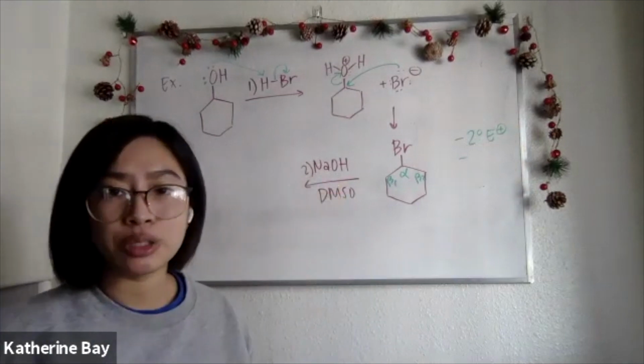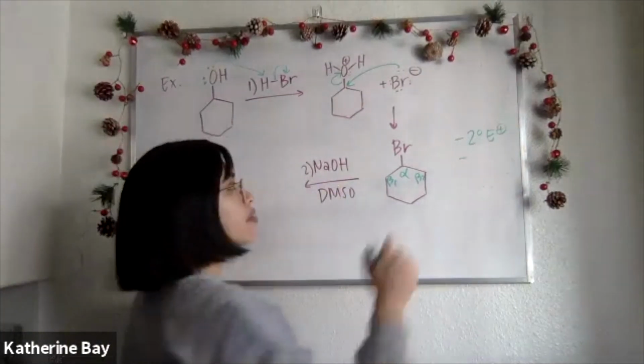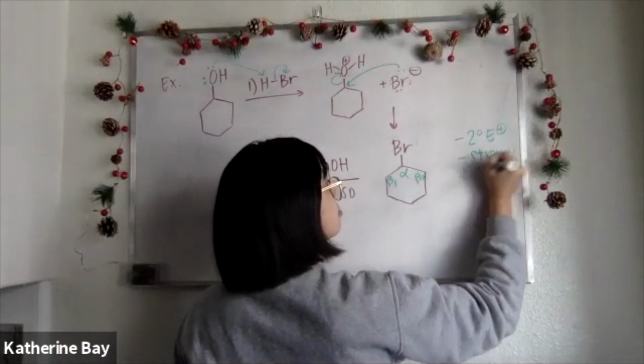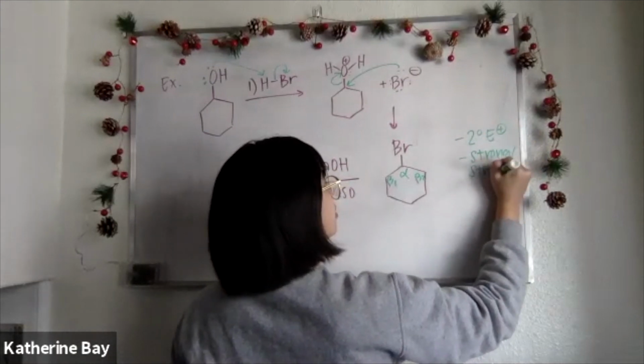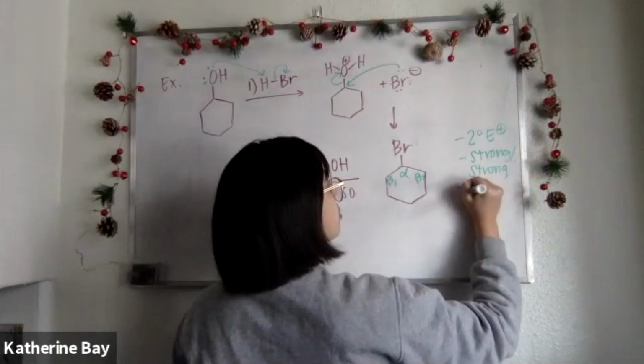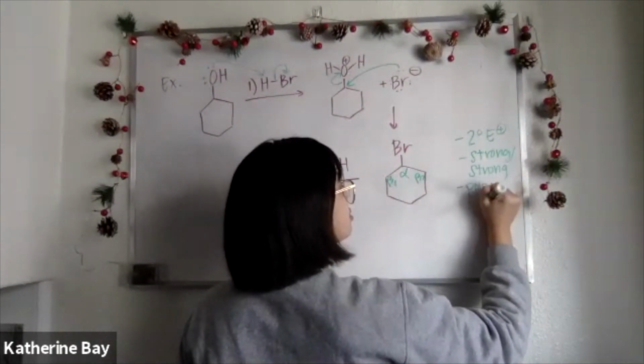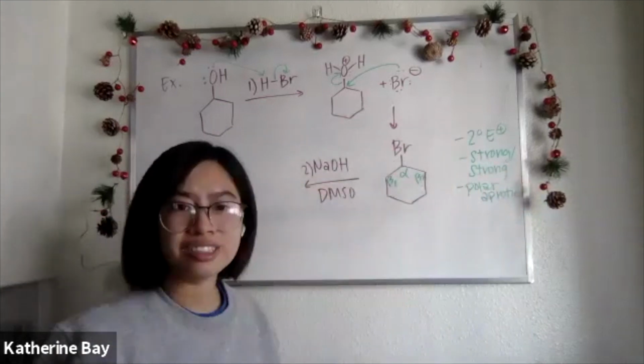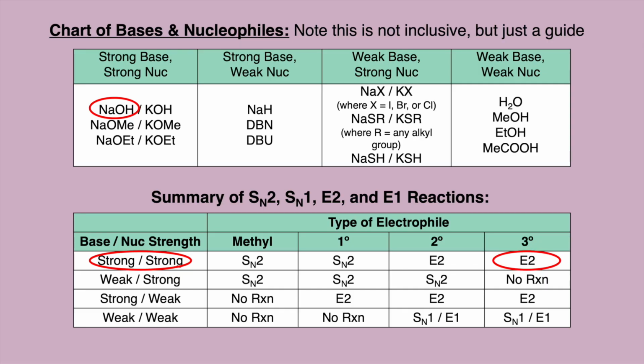NaOH is a strong nucleophile as well as a strong base. And DMSO is a polar aprotic solvent. So because we have these factors, if you take a look at the chart, this will point to that this is an E2 mechanism. So remember, for E2 reactions, then we have to take a look at the size of our strong base to see which rule we should follow.